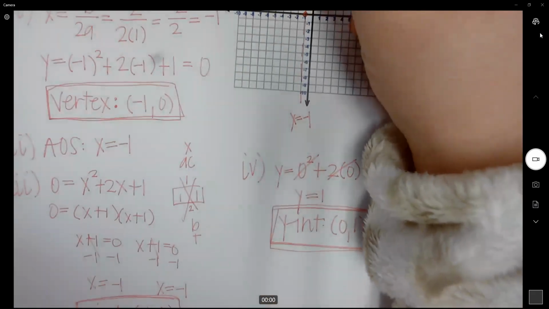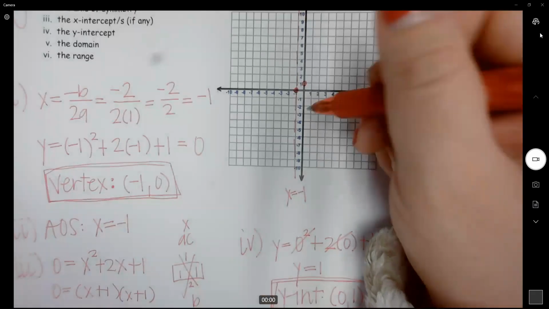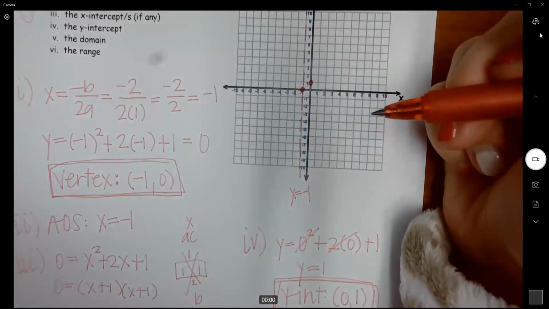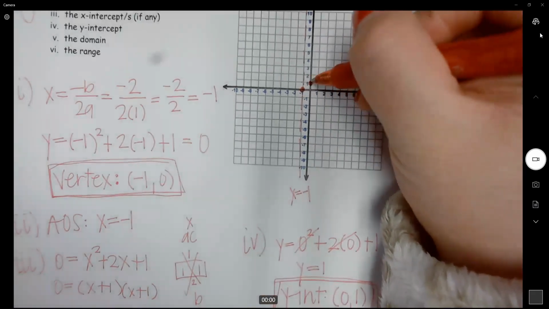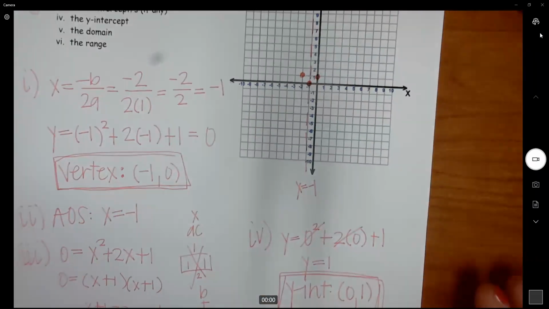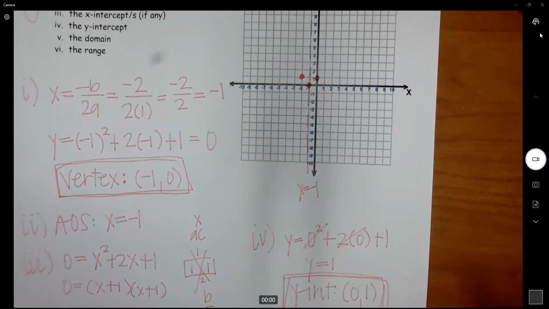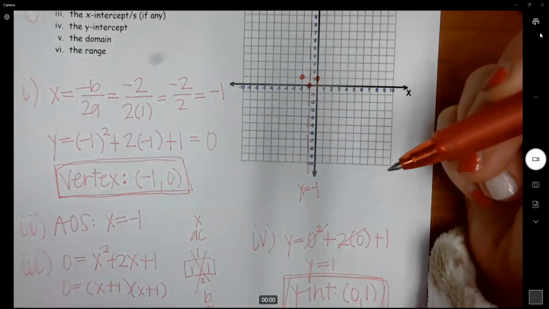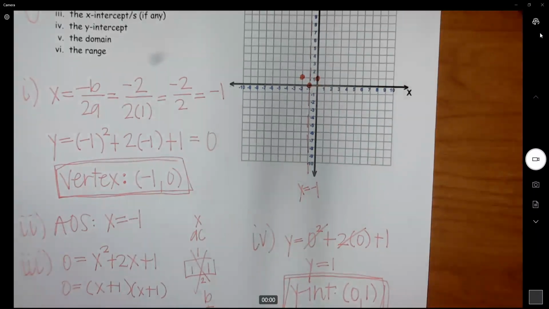Okay, so we're going to plot that right there. 0, 1. That's 1 unit over. So I'm going to go 1 unit over the other direction. Okay, that is technically enough to graph. You can kind of make it, but if I want to make it more accurate, I'm going to go grab one more point.